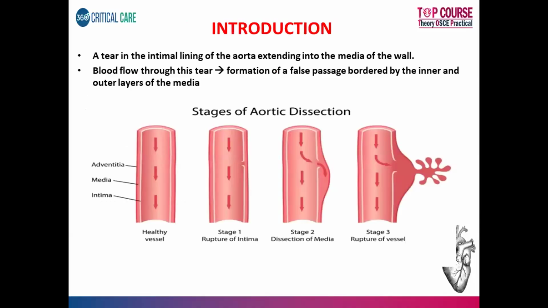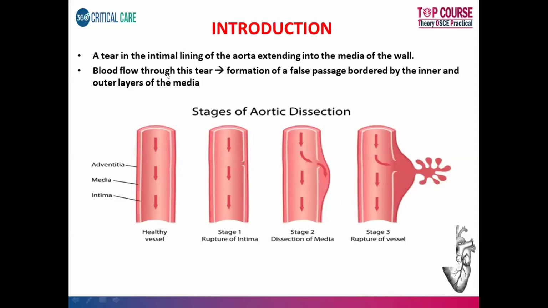Now, so what is aortic dissection? It is nothing but a tear in the intimal lining of the aorta, which extends into the media of the wall. So as you can see here, this is a healthy vessel where this is the intimal layer, medial layer, and adventitia layer. So what happens in acute aortic dissection? Usually there will be a tear here in the intima and the blood flows from the lumen through the intima into the medial layer, forming a false passage or a false lumen. Later, if the pressure increases, it may lead to the rupture of the vessel.